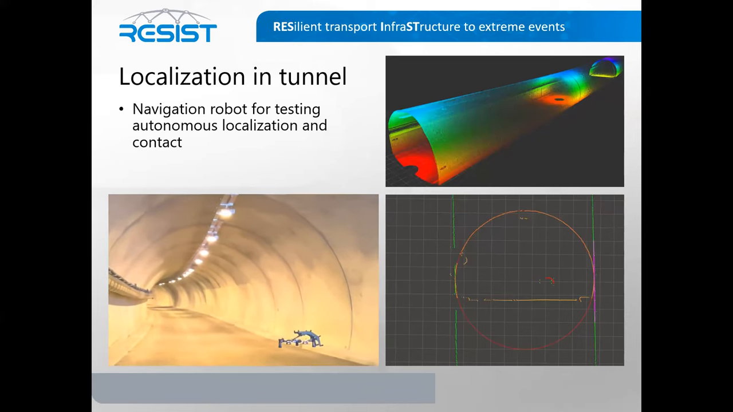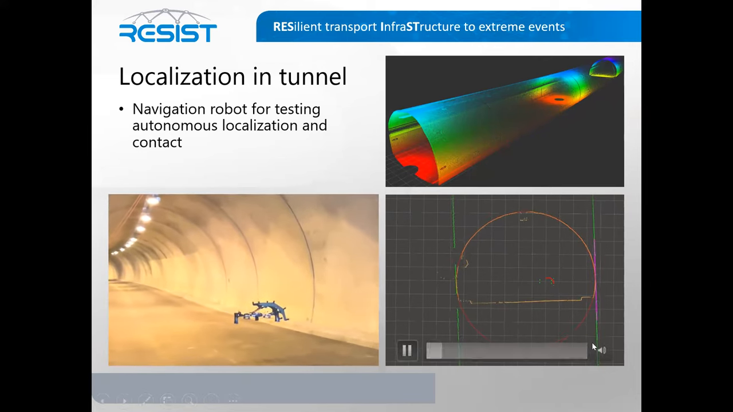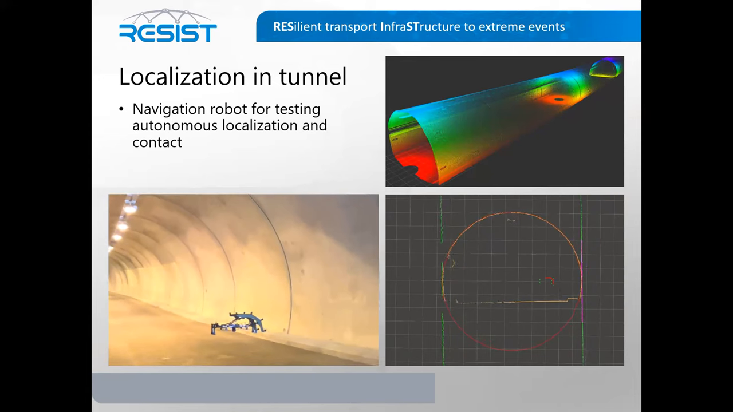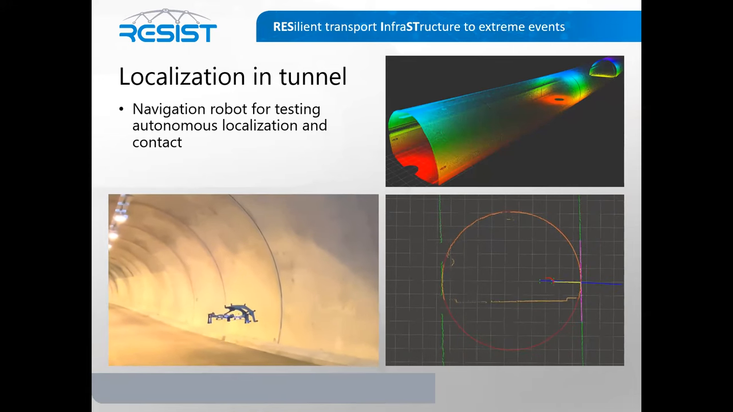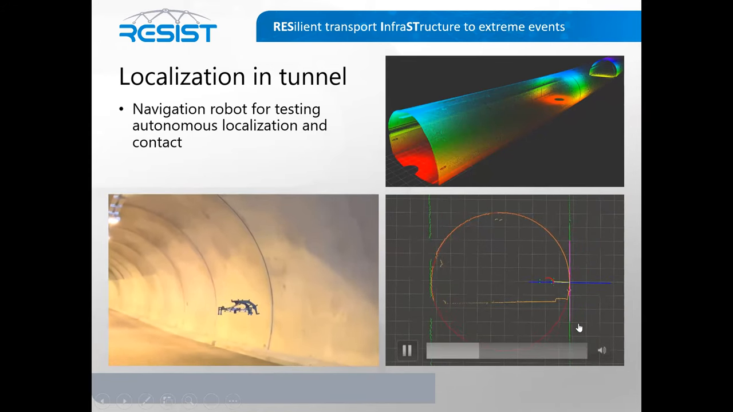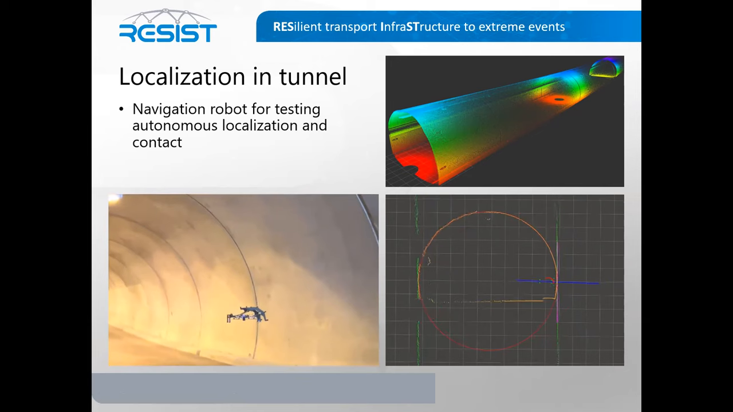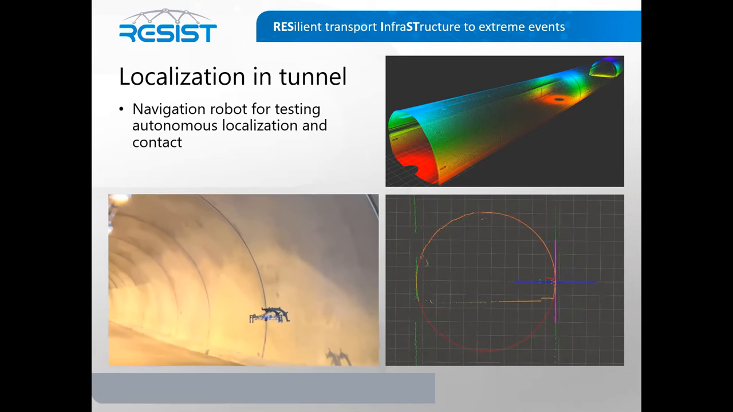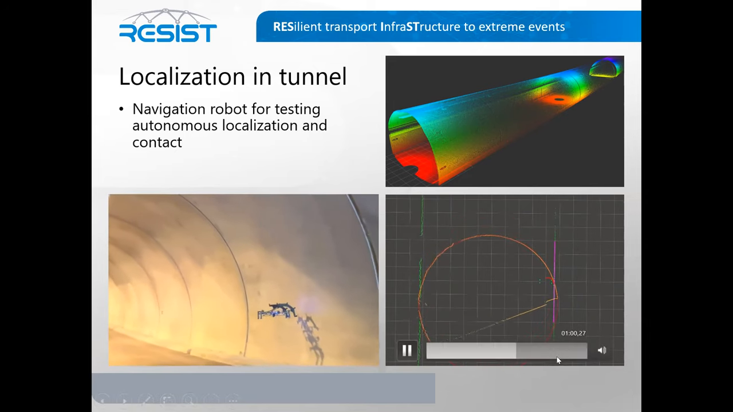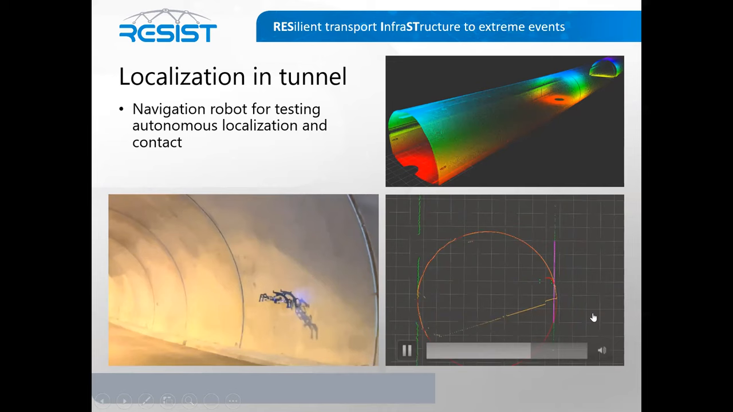You can see here some video. Let me show that here. Well, here in the right, you can see the profile of the tunnel that is being detected, and this blue line is the perpendicular line that needs to be detected to drive the contact. Okay, and once it has contacted, it will tilt a bit just to apply a force to the surface. In this case, you can detect it because the profile is tilted.